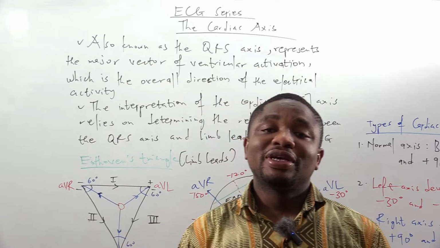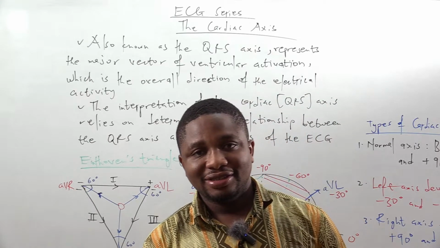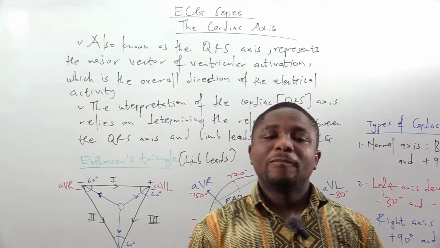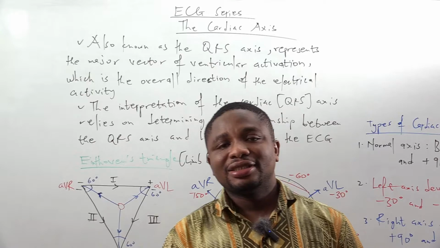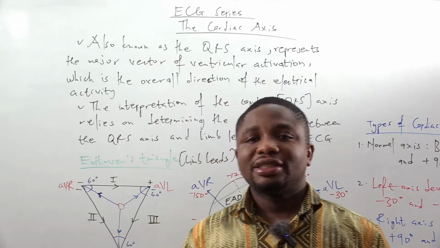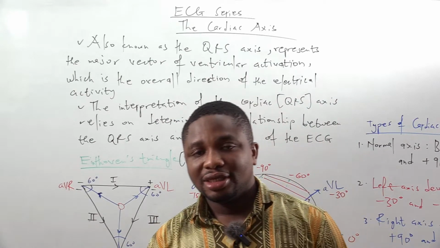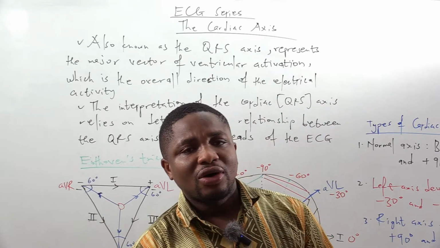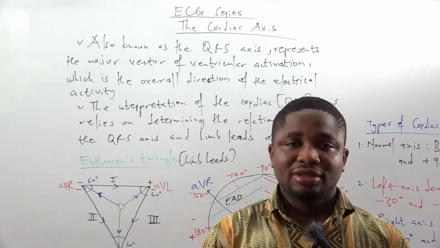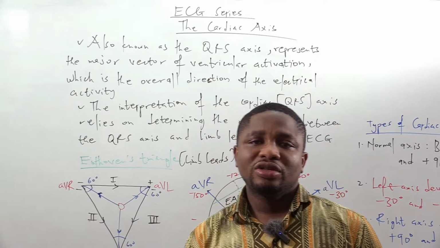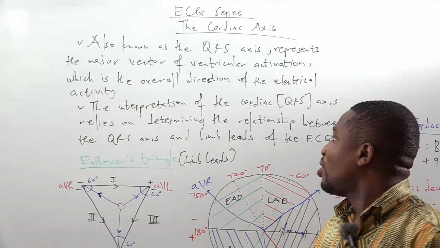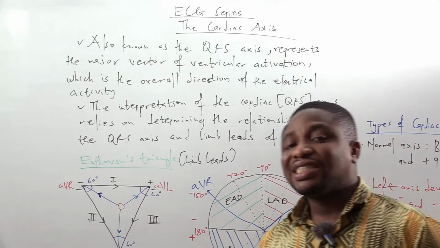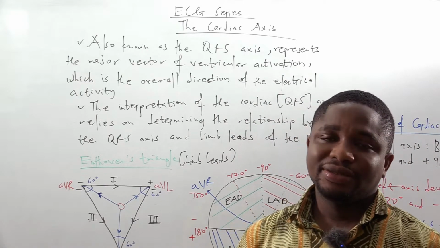Today we are going to be looking at the cardiac axis. When we talk about the cardiac axis, it is also known as the QRS axis, and it represents the major vector of ventricular activation, which overall is the direction of the electrical activity of the heart.